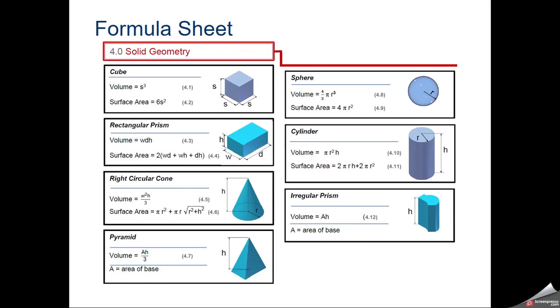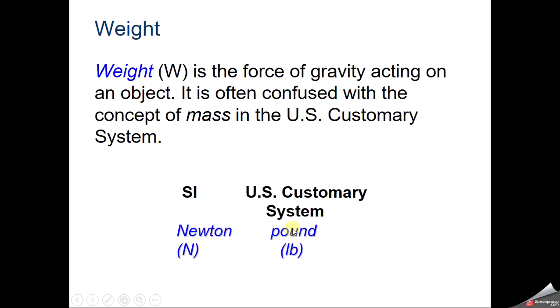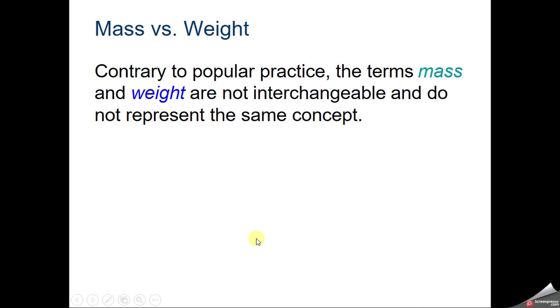Formula sheet, I'll show you where to find it here in a second, but the formula sheet has all those, so you don't have to memorize the formulas at any point. You'll always have those available to look at and use. Mass, the quantity of matter inside of the object. So we have grams and slugs. We have weight, which would be a newton or a pound that we go ahead and use. So that's gravity acting upon that object.